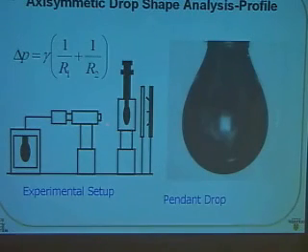There are two techniques which we have been using. The first one is the so-called axisymmetric drop shape analysis. This technique was developed in my former lab at Toronto. What we do here is this: we have a droplet that we hang in the air or in a certain outside environment, and we take the image.